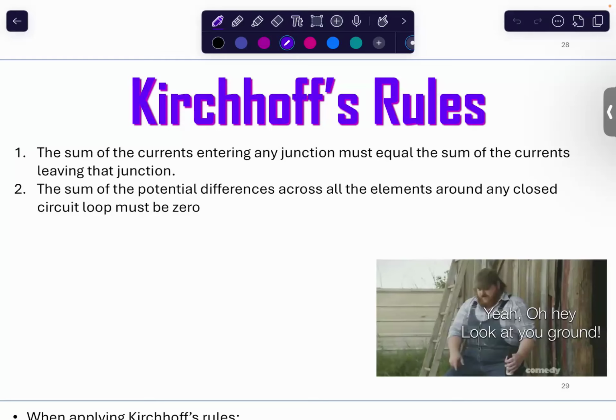Okay, so we were looking at Kirchhoff's rules. Now, usually we can analyze circuits a number of different ways. Usually students will latch on to one way or the other. We'll see which one works best for you. So we talked about this first one. That's like our current rule.